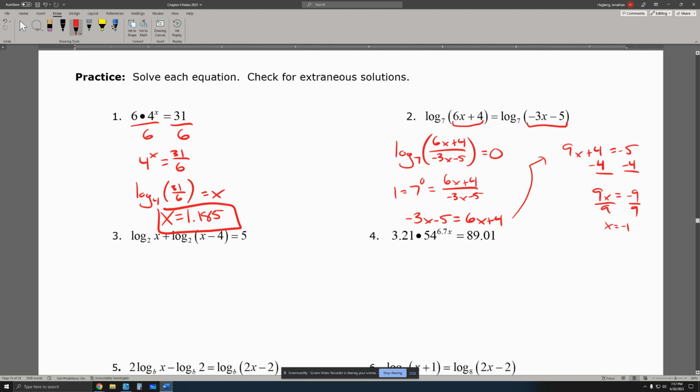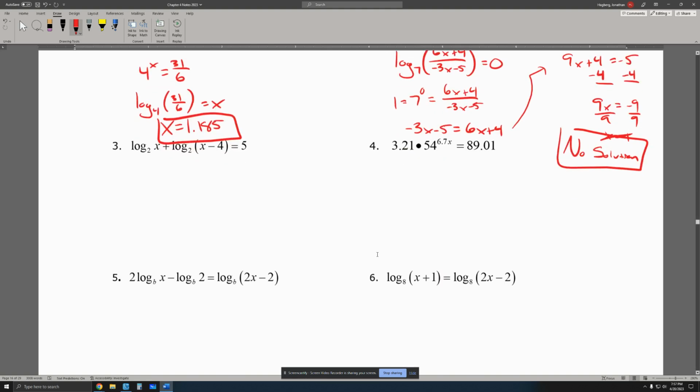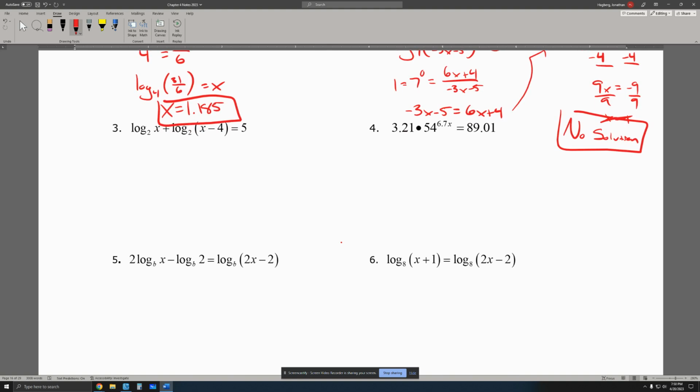If I plug in negative 1 here, well, let's see what happens. Over here, we have positive 3 minus 5, so that would be a negative argument. So this would not be a solution. And in fact, this also does not work in this other argument as well. 6 times negative 1, and then plus 4 is negative. So because all of our solutions are extraneous, this equation has no solution. All right. Number 3, here we have 2 log base 2. We're going to combine those using the product rule.